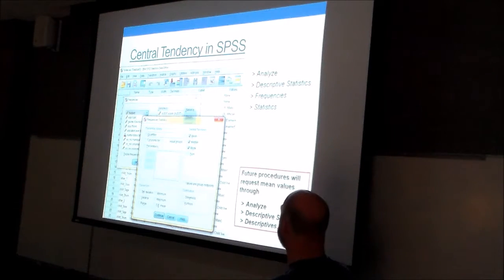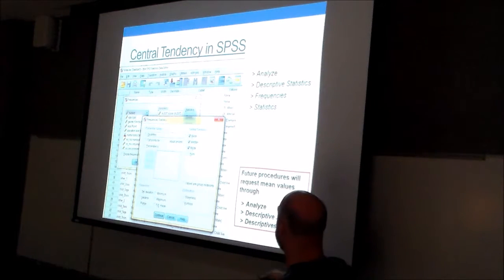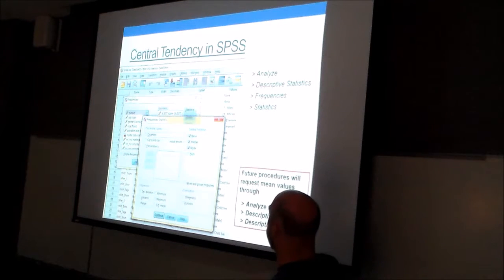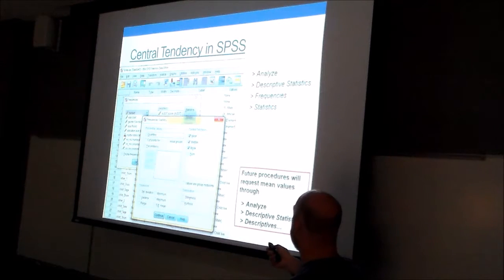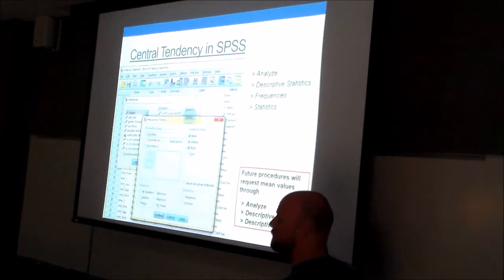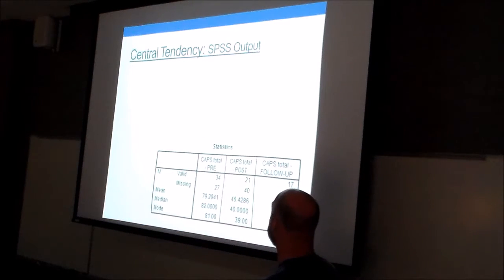To get measures of central tendency in SPSS, go to Analyze, then Descriptive Statistics, Frequencies, and then choose the Statistics button up here. It gives us an opportunity to check mean, median, mode, and then we hit Continue. We can also get mean values through Analyze, Descriptive Statistics, Descriptives. I just like to set up there, but there are multiple ways to get those values through SPSS, and we'll work on that when we get into actual real data sets.